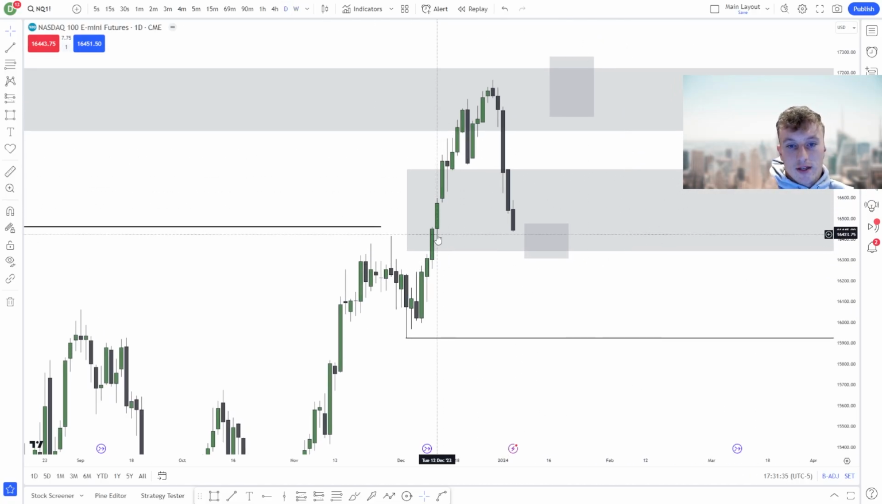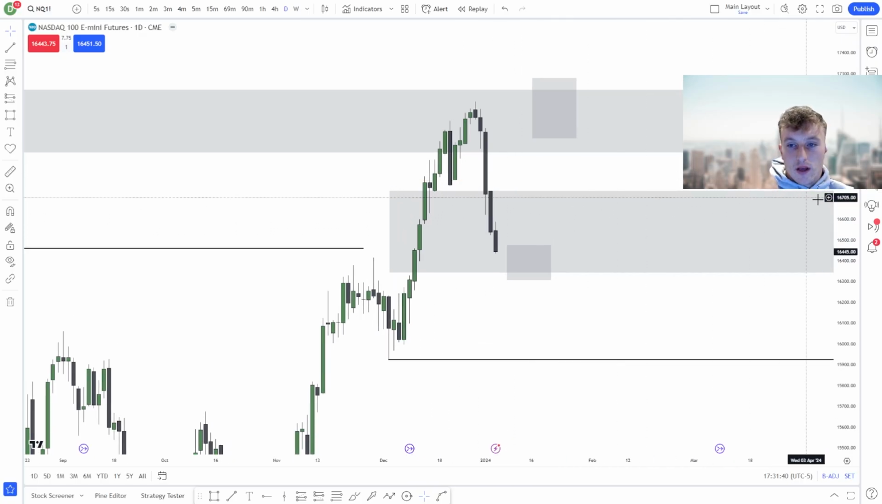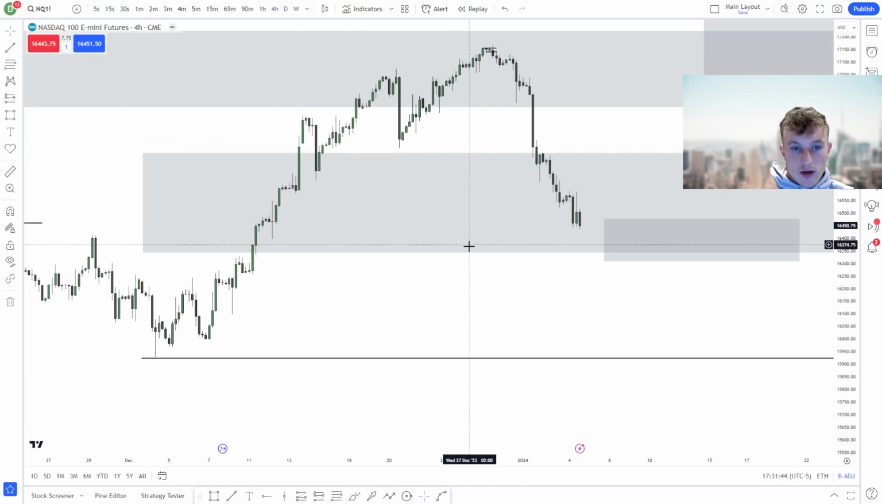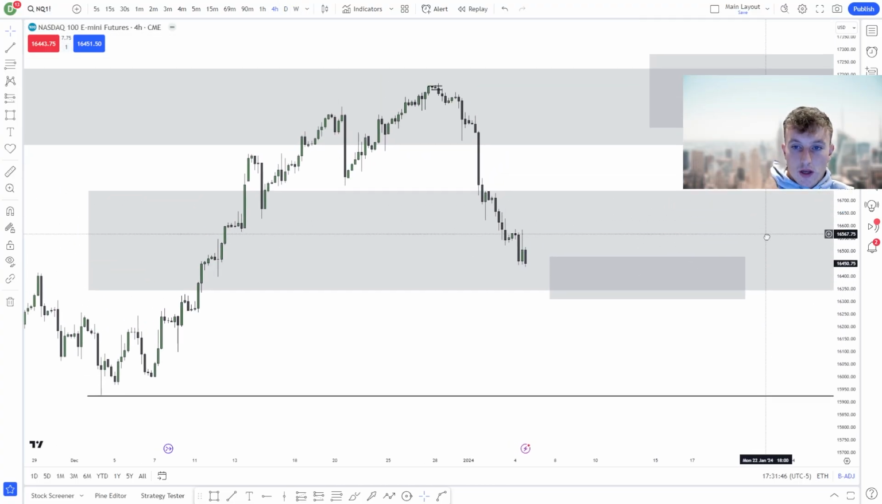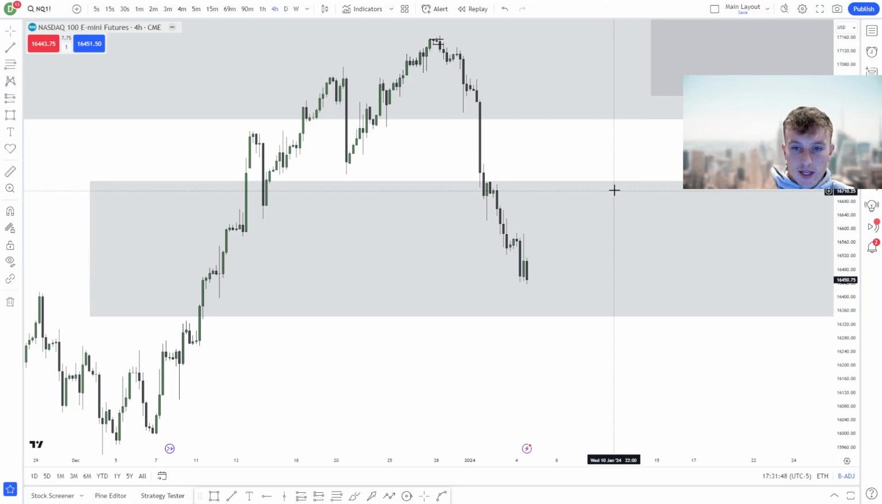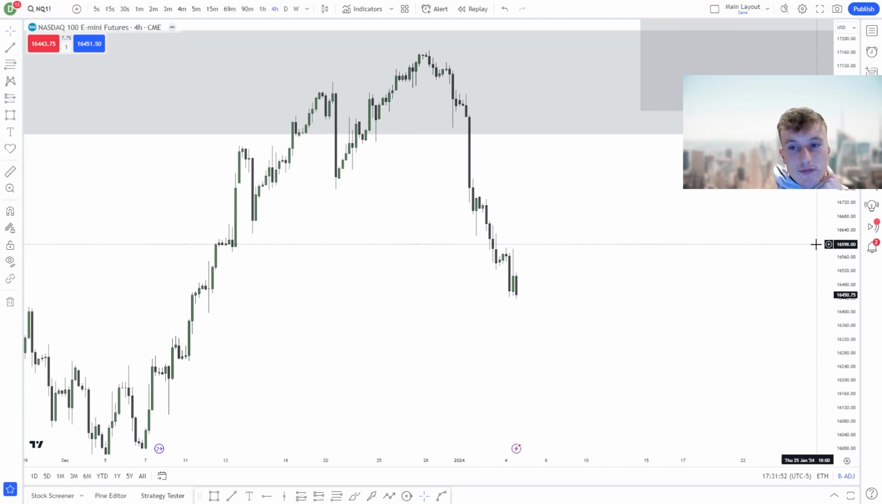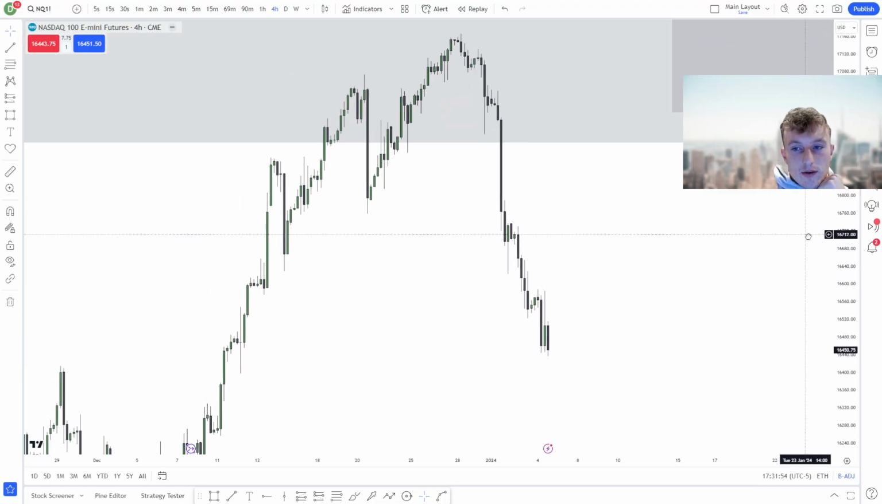Okay, and right now the daily, there's just too many fair value gaps here to use, so I probably won't use the daily here. What I will use though is I'll check the 4 hour and I'll check the 1 hour. So the last couple days have been pretty easy, okay, and I'll explain why. I use my 4 hour to get the daily bias for two reasons.